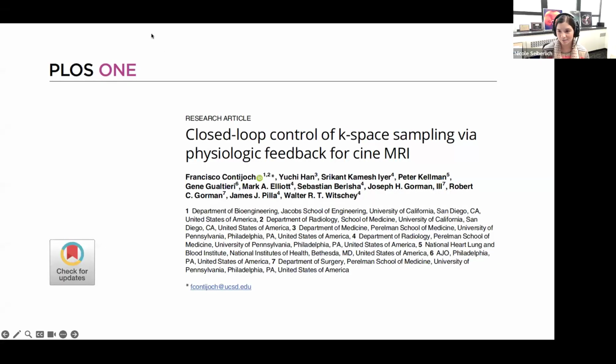So I'm really excited that we have two great speakers with us today. So we're going to start with a paper by Dr. Francesco Contijoch, and then we're going to move to a paper presented by Dr. Vivek Mutharangu. And let's kick it off with Dr. Contijoch. So his paper is entitled Closed Loop Control of Case-Based Sampling via Physiological Feedback for Cine MRI. So I'm going to hand it off to Francisco. Go ahead and take it away.